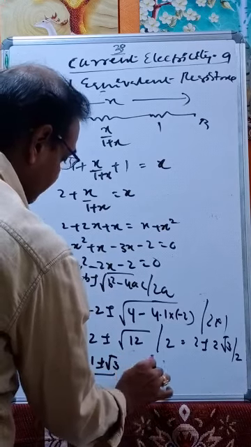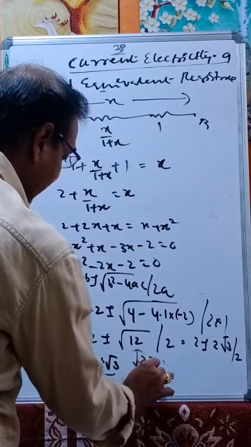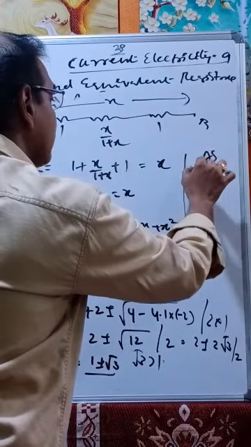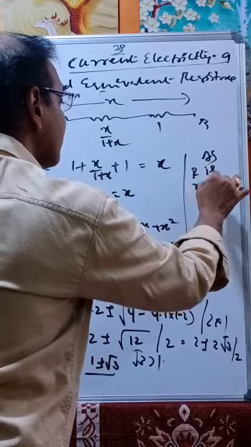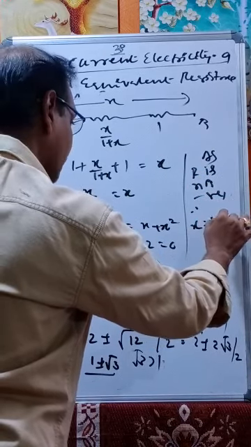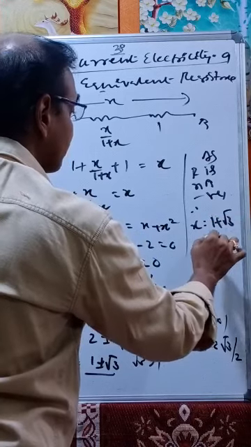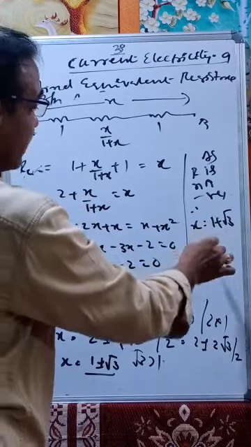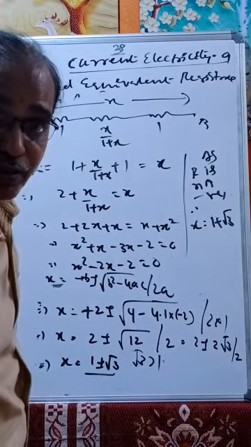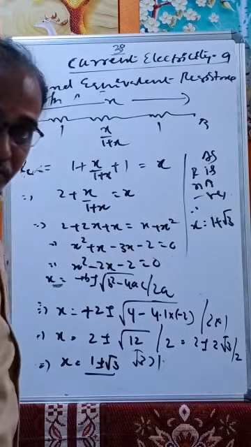But root 3 is greater than 1. Therefore, resistance is not negative. As R is not negative, resistance R is equal to 1 plus root 3, that is 2.73. This is the value of resistance for this infinite network. This way we have to calculate this one. Okay.